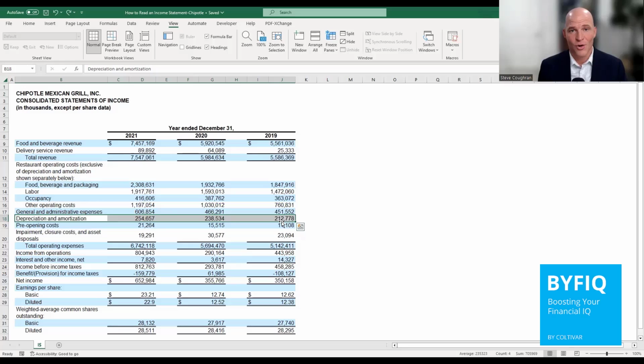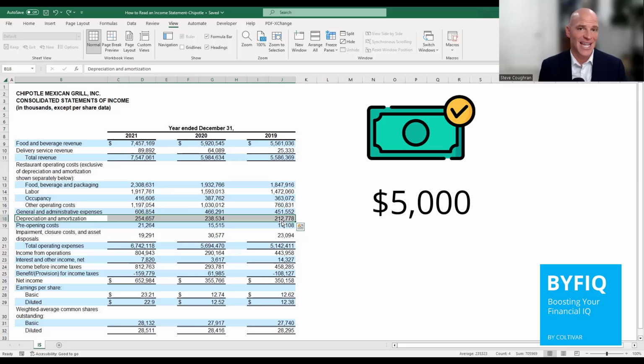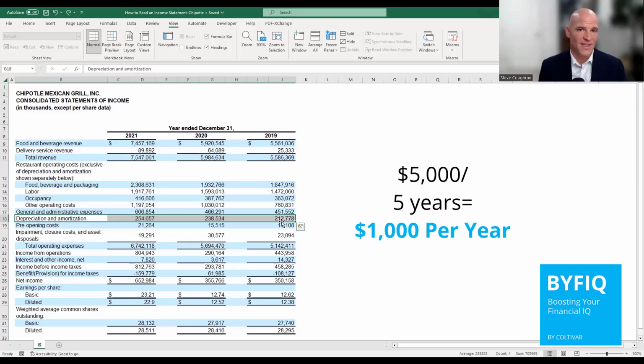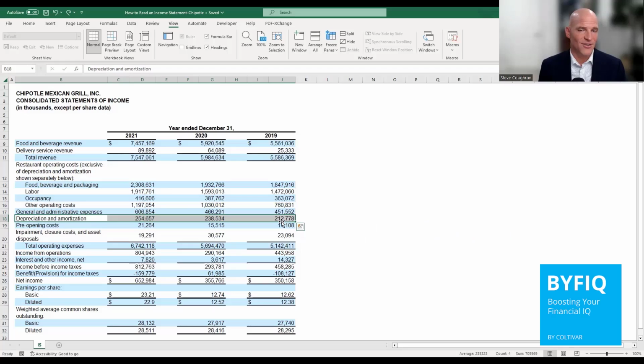Now, the IRS and GAAP both have guidelines for how depreciation works and over what period of time you can depreciate these assets. So for this example, let's just say the grill is going to last 5 years. It costs $5,000. It's going to last 5 years. Every year, the company is going to record $1,000. $1,000, $1,000, $1,000, $1,000. They're going to depreciate that over 5 years and record $1,000 a year on the income statement.